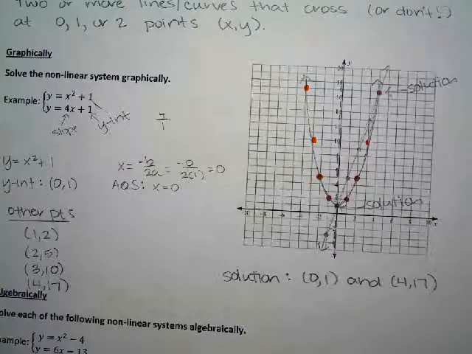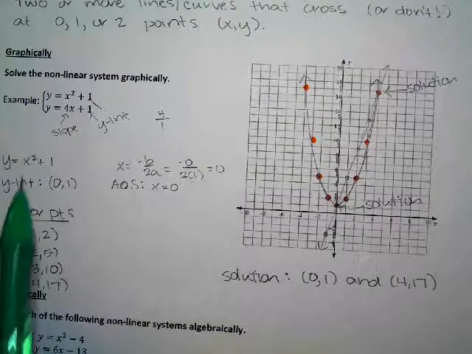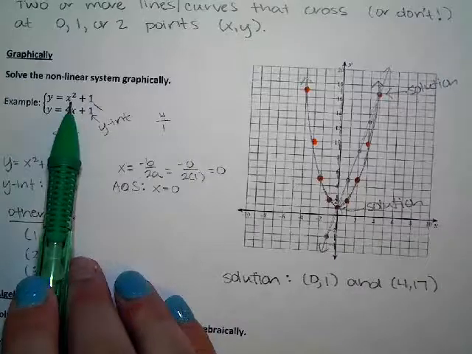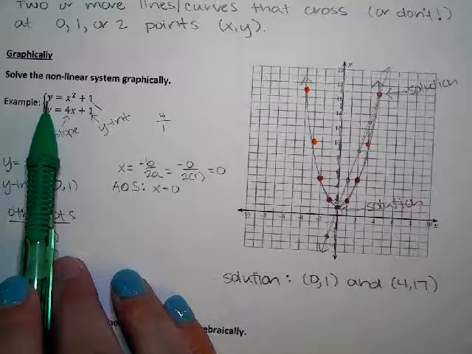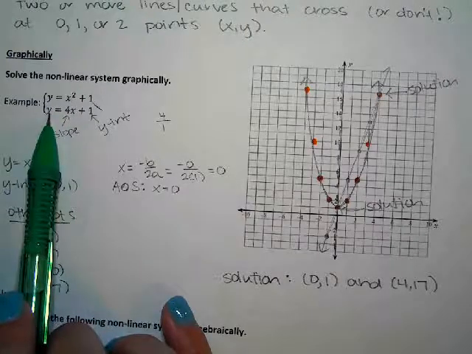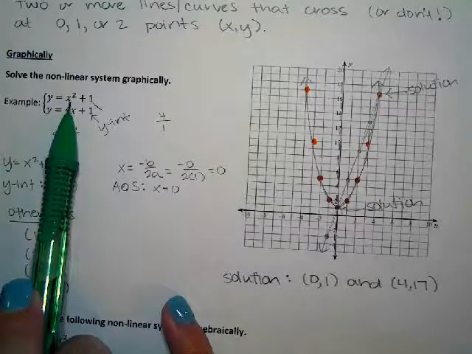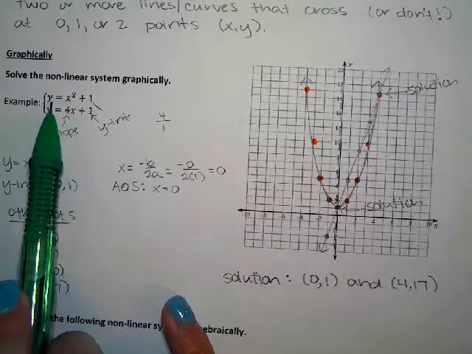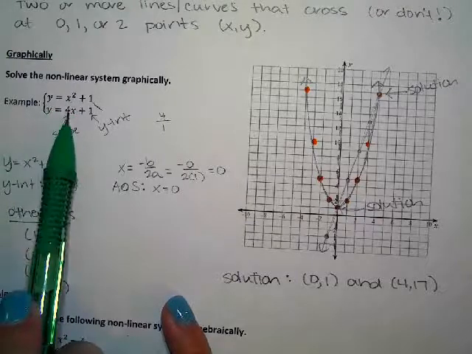So if you plug 0 into the first equation, you get 1 as an output. If you plug 0 into the second equation, you get 1 as an output. If you plug 4 into the first equation, you get 17 as an output. If you plug 4 into the second equation, you get 17 as an output. So those are the 2 solutions.